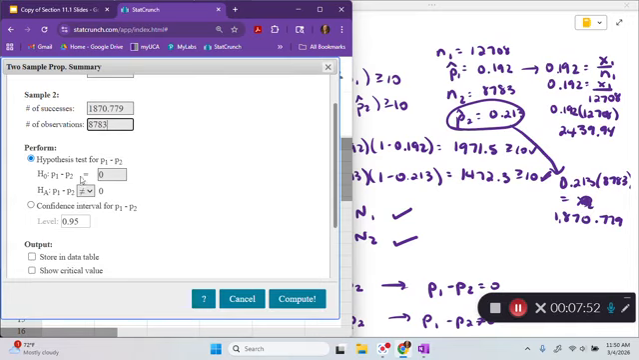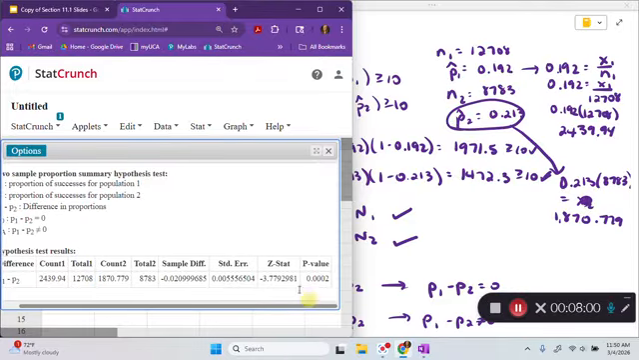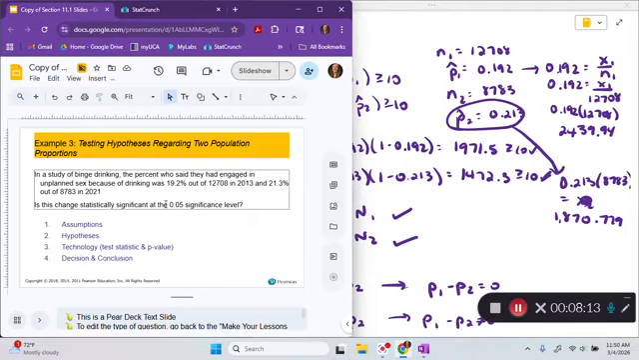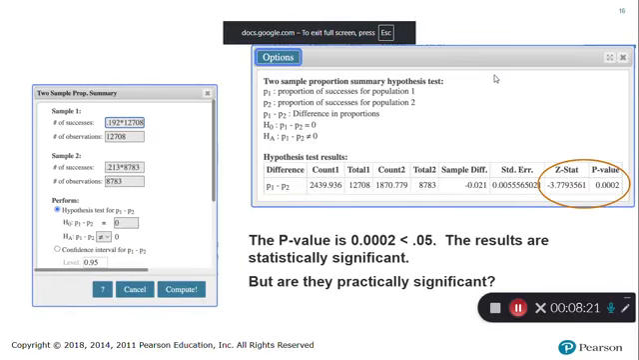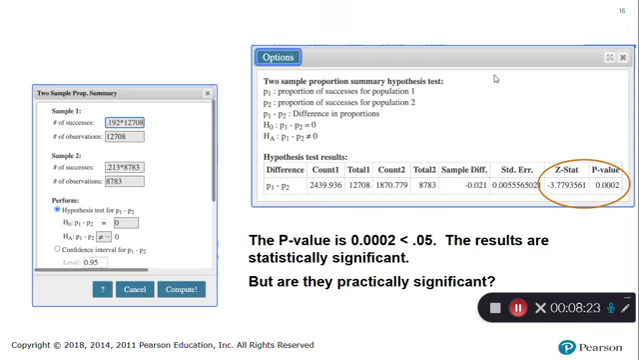We're doing a hypothesis test where it's either equal to 0 or not equal to 0, which it's already set as, so I'm going to compute. And then here we get our z-stat. That's our test statistic, negative 3.78, and the p-value is 0.0002. That is a very low p-value. My alpha significance level is 0.05. So in this case, our p-value is less than alpha, which means we are going to reject H naught. Whenever we reject H naught, another thing that we could say is the results are statistically significant.